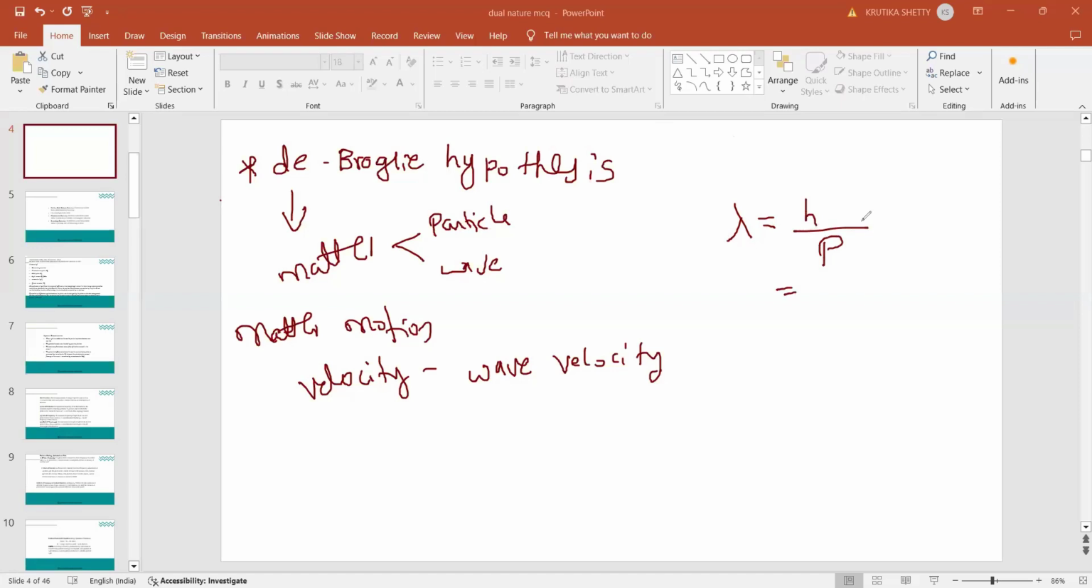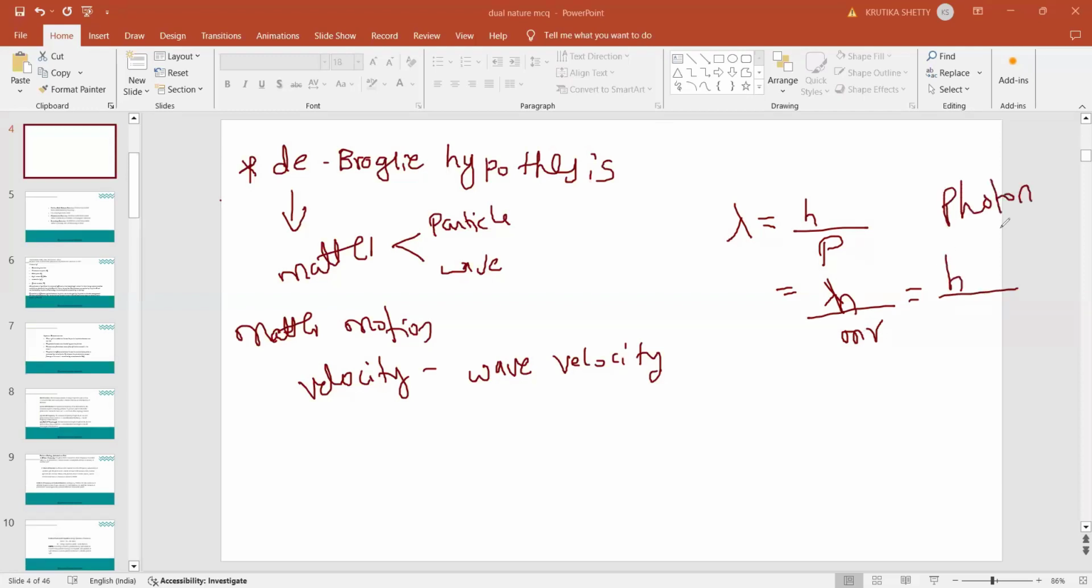So wavelength is equal to Planck's constant divided by momentum. This is nothing but h divided by momentum, that is mass into velocity. So this is h divided by mv. But here the light we are considering is for a photon.